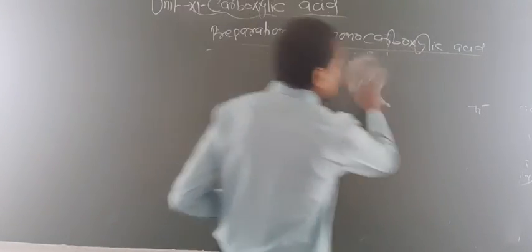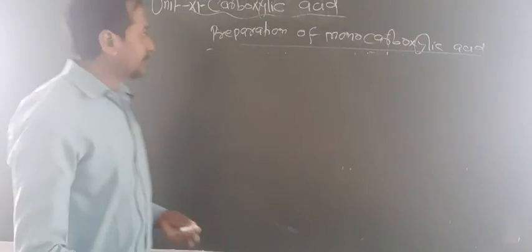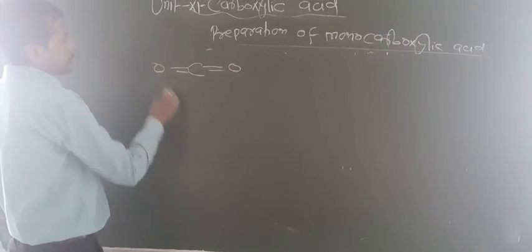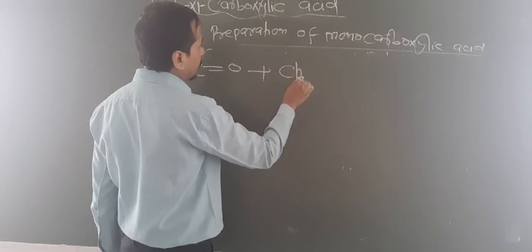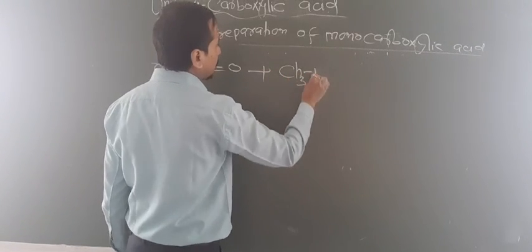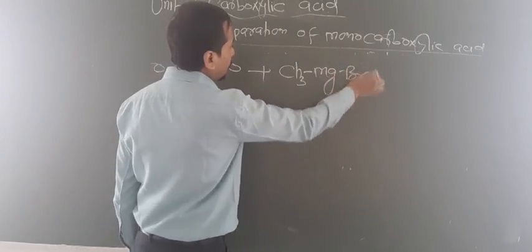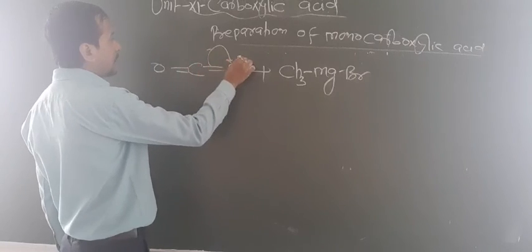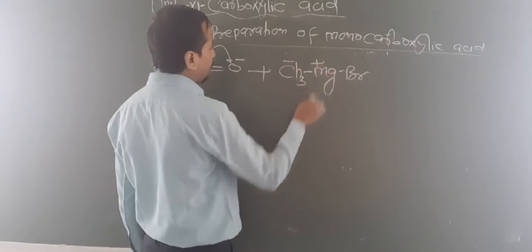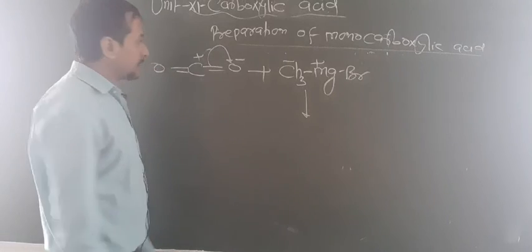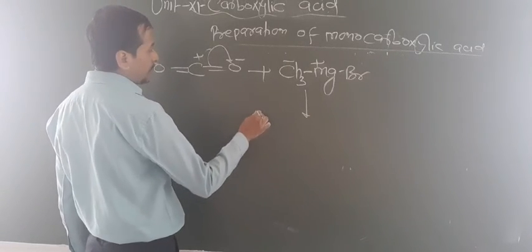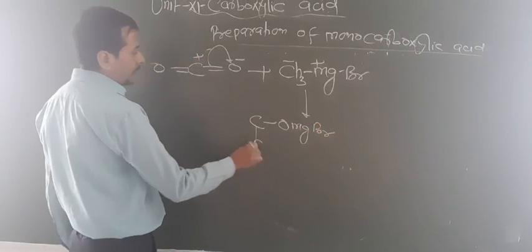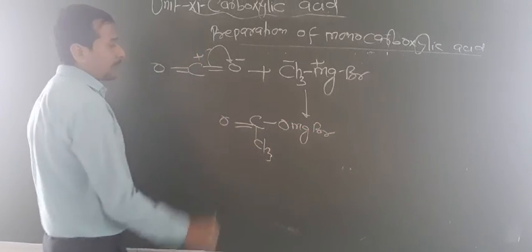Last is preparation from Grignard reagents. This I also told you in the previous lecture of haloalkanes and haloarenes. So now you have taken the C double bond O, and the Grignard reagent CH3 Mg Br. This is known as methyl magnesium bromide. So now what happens here? This bond breaks here, negative charge, positive charge. So first of all, adduct formation takes place. So what happens here? C single bond O Mg Br, here CH3 gets added, and double bond O.